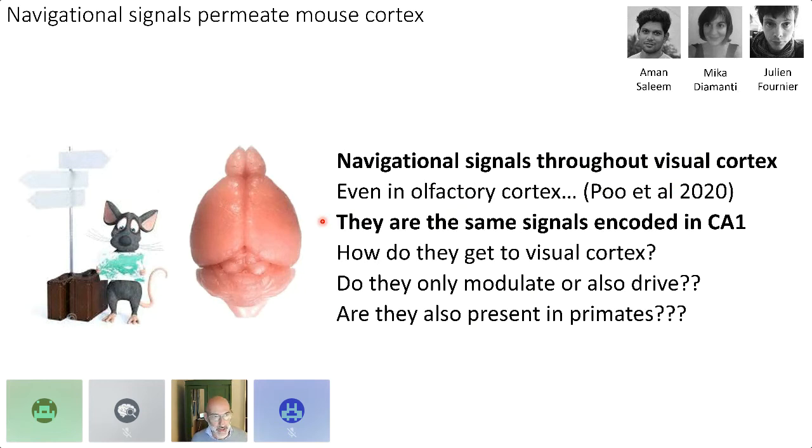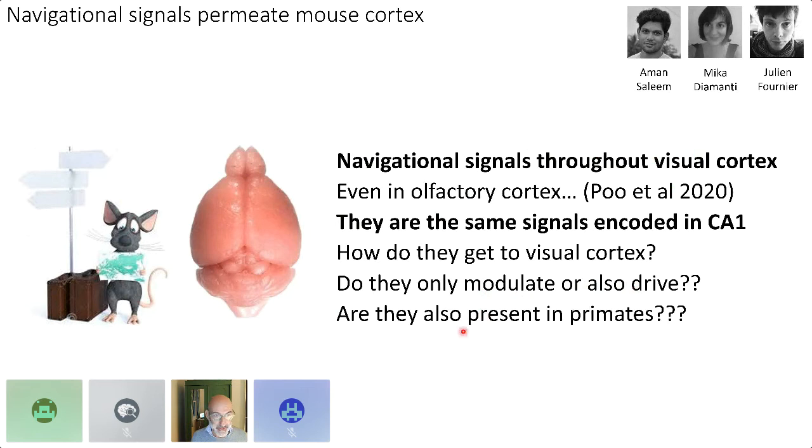And questions that we would like to address from now on is how do they actually get to visual cortex? Of course, each of you will have your favorite places by which they could get there. And do they only modulate responses? Remember, I'm not telling you that visual cortex has place fields. I'm telling you that the visual responses of visual cortex are modulated by position. But can these signals also maybe drive responses?